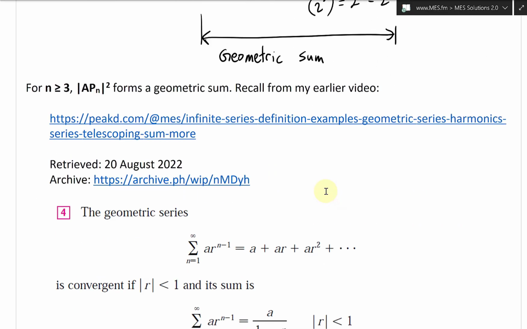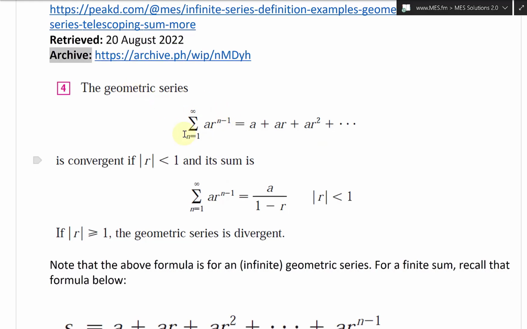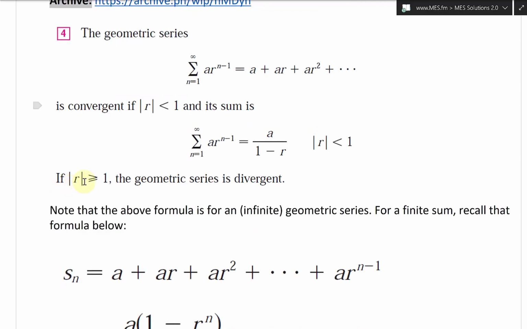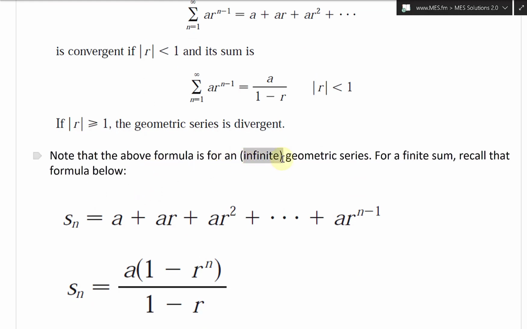And then recall from my earlier video on the geometric series and sum. The geometric series is like this: summation from n equals 1 to infinity of a r to the power of n minus 1, and this equals a plus ar plus ar squared, etc. It's convergent if the absolute value of r is less than 1, and its sum is a divided by 1 minus r. But if the absolute value of r is greater than 1, the geometric series is divergent. Note that the above formula is for an infinite geometric series, that's just the sum going to infinity.